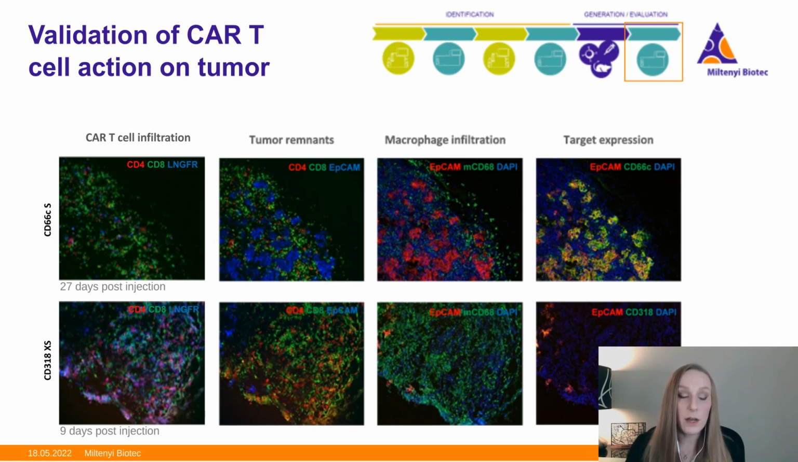And in the first couple, we were looking actually at the CAR T infiltration. So this is looking at some T cell markers, so CD4 and CD8, but then the specific CAR T being labeled in the blue of the LNGFR. Also making sure whether or not there's actually tumor left in there, and what kind of macrophage infiltration we get. But also, since there was a question of a possible downregulation, they were also making sure that CD66C and 318 were actually still expressed. And the conclusion from here was at least there wasn't a downregulation of the CD66C that was leading to the differences, but it might be something that has to be investigated more.